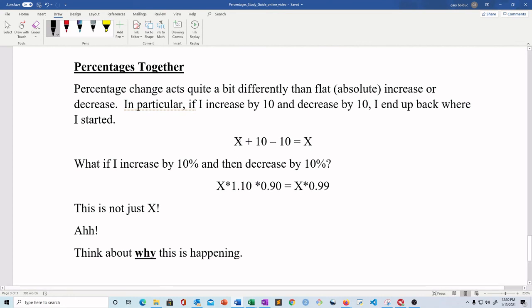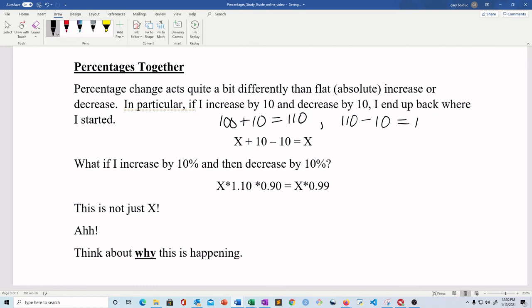So here's an example. If I take some number x, let's just do an example number. If ever there's variables and you're feeling not comfortable, put a number in just to play around. If I start with 100 and then I add 10 to it, I get 110. What happens then if I now decrease by 10? Well, 110 minus 10 is 100. And look at that. I started at 100, I ended at 100. Hopefully that makes sense.